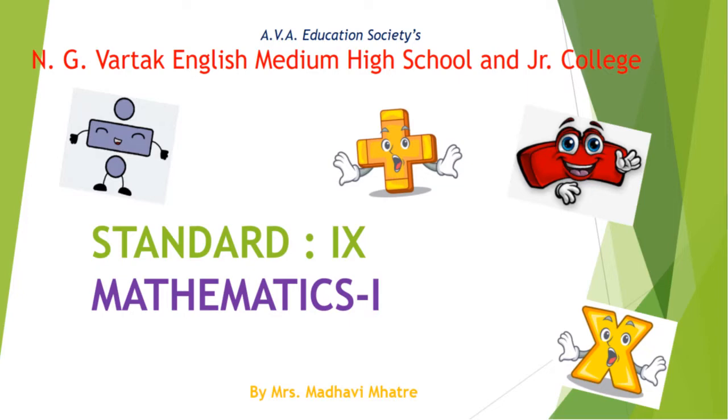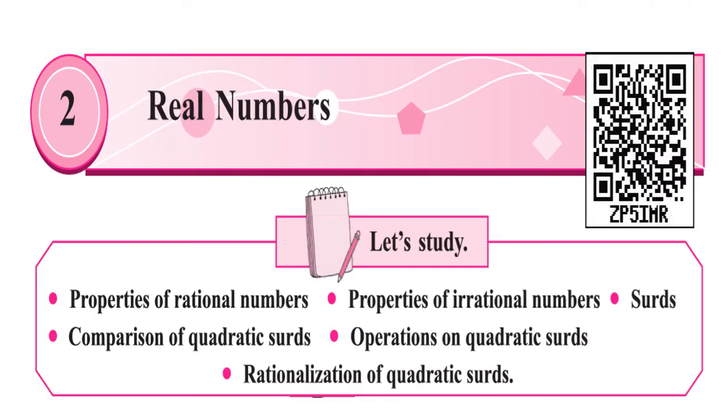In the previous lecture, we started with chapter number 2, Real Numbers. In that, we studied the properties of rational numbers. We saw various properties of rational numbers, and in that only we are going to go ahead.